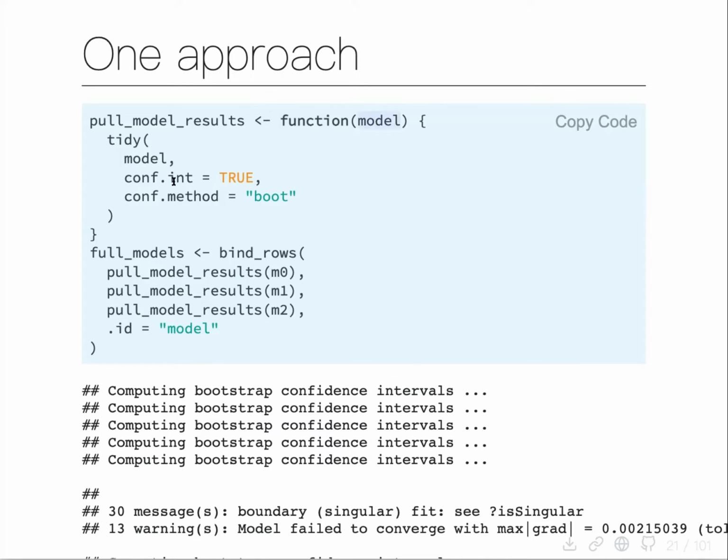Okay, then within here, I'm taking the tidy code that I had on the previous slide, and I'm just saying model, any generic model. It could be any lme4 model. And then I can say pull model results on M0, and it'll just run this tidy code with these additional arguments. Okay. And so I'm saying bind rows, pull model results for M0, M1, M2, .id equals model. I get all of these messages.